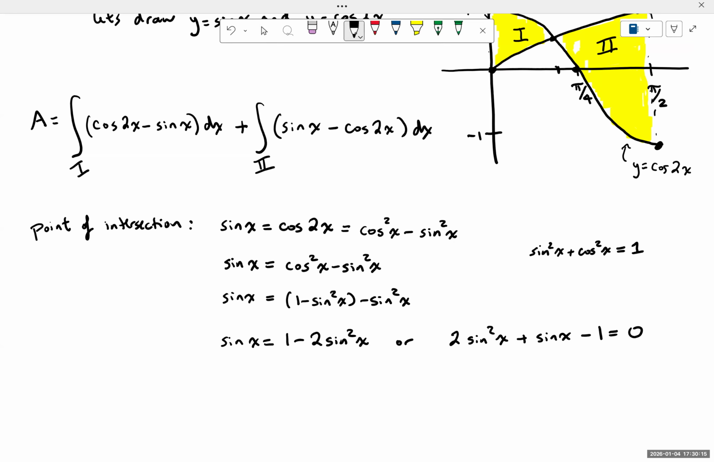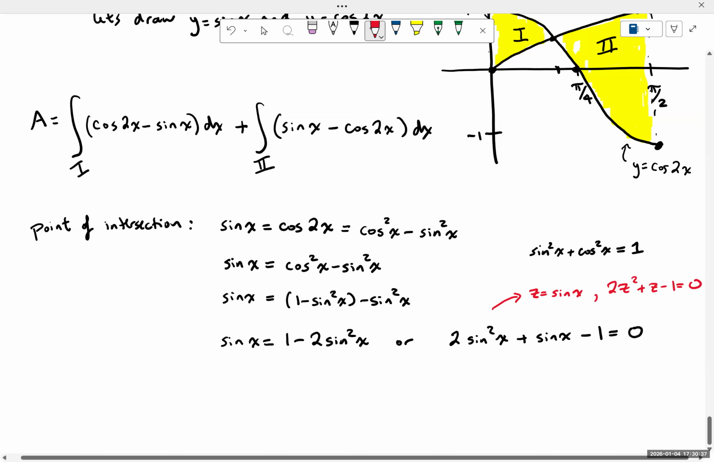Which you should immediately recognize as a quadratic equation, right? Because you've got sine squared and sine. So it's a quadratic equation in sine. So in other words, and we talked about this in one of the other problems, if I do z equals sine x, this becomes 2z squared plus z minus 1, which you can easily go ahead and factor here.